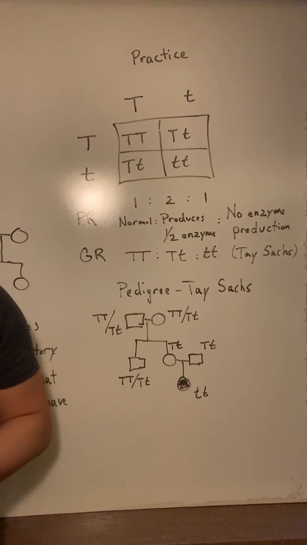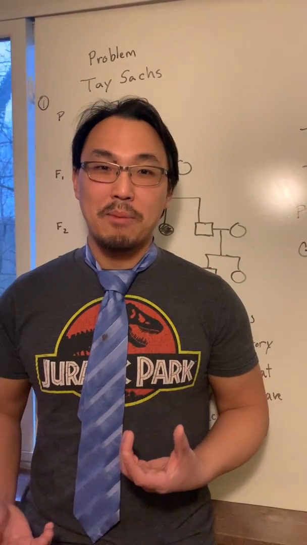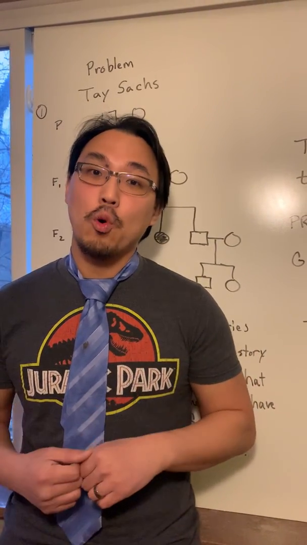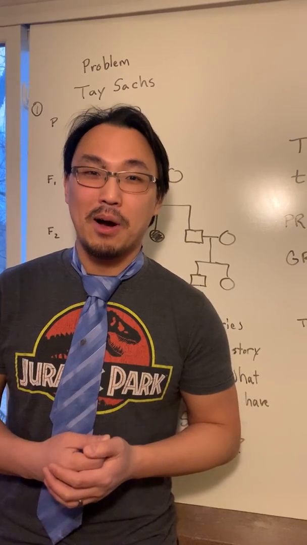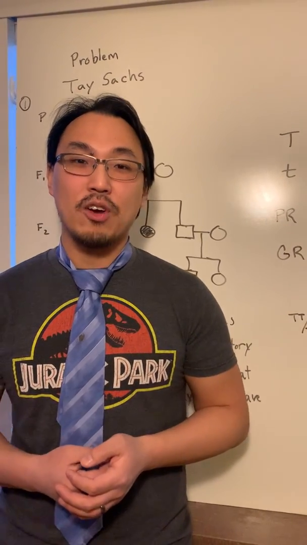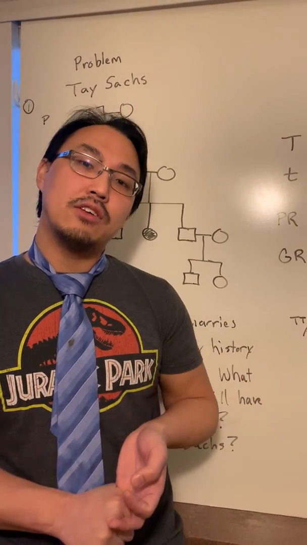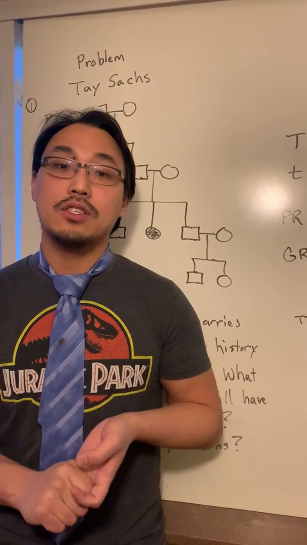Now behind me is our practice problems that I want you to do. So make sure that you take down the practice problems, draw the Punnett squares, draw the pedigrees, indicate the genotypic ratio, the phenotypic ratio, and for the pedigrees, the genotypes.